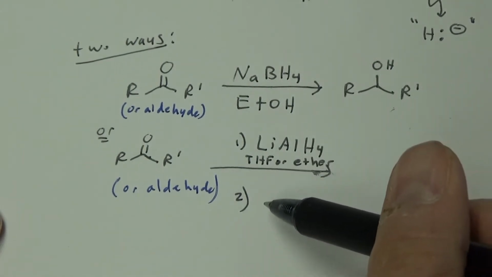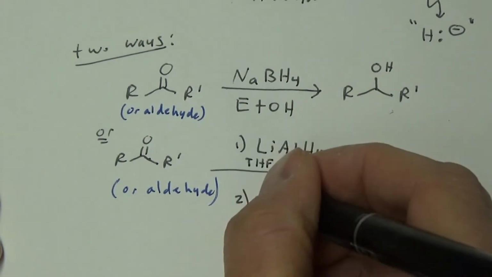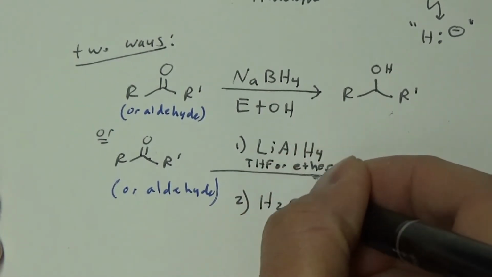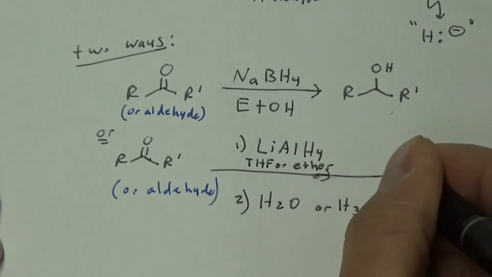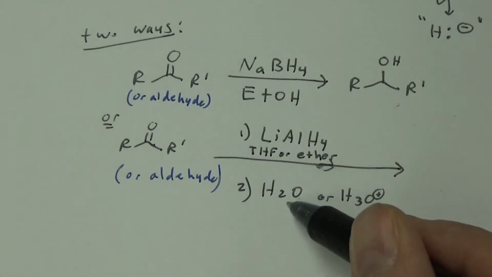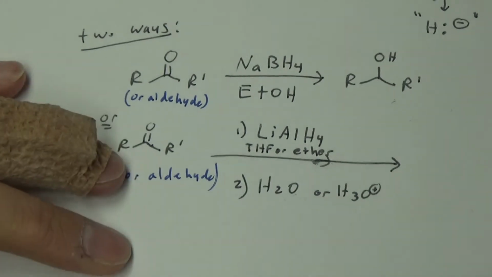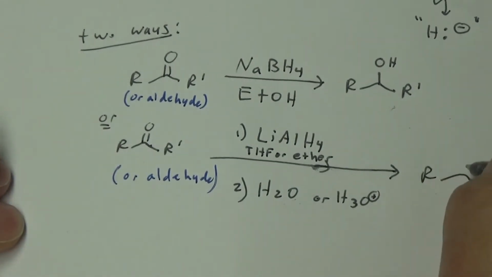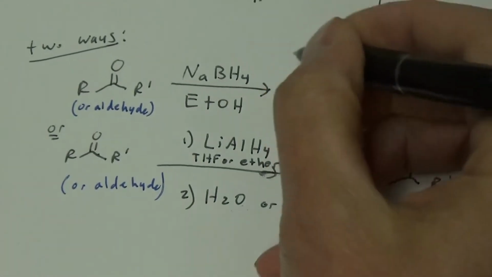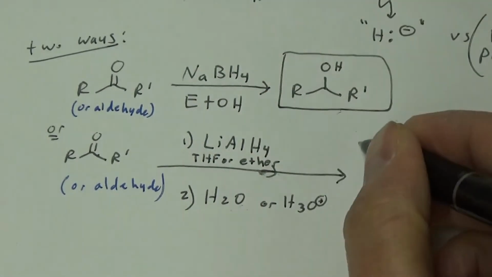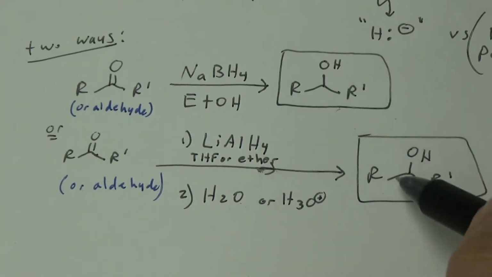Okay. And then you have a second step, which is H2O or H3O+. So it can either be water or slightly acidic water, and essentially this does the same thing. These have very nice mechanisms. I'll show those in a second. So your end products are, in this case, the secondary alcohols.